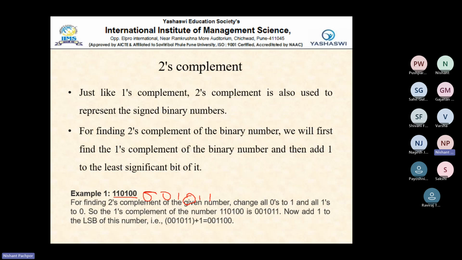Now, after the ones complement, if my last bit is one, then that one is added at the last, and that is how the ones complement is converted into two's complement.